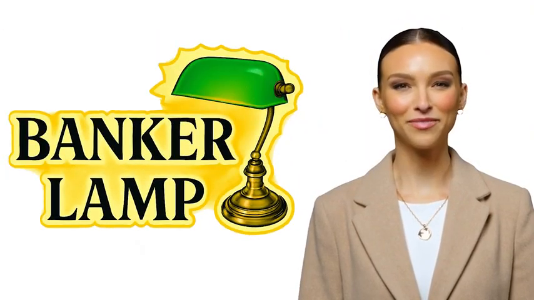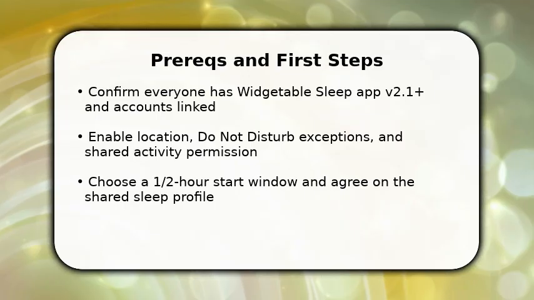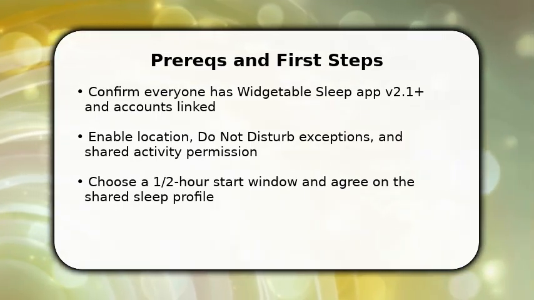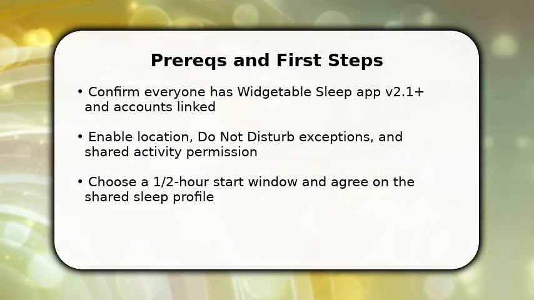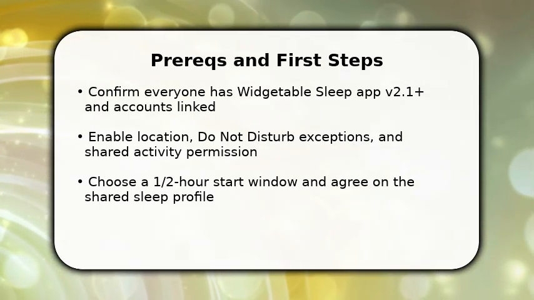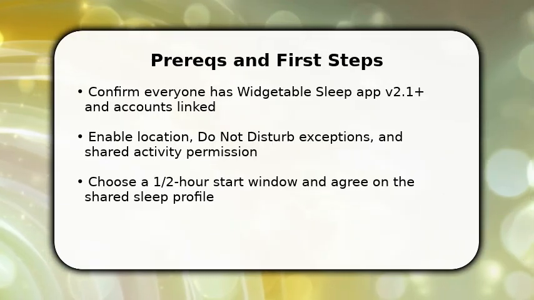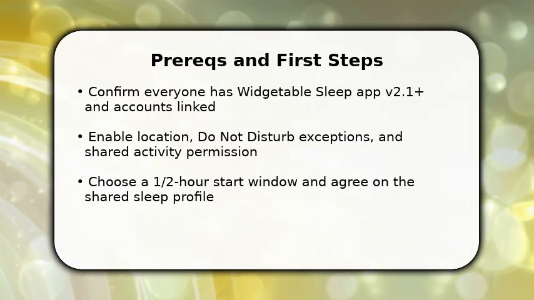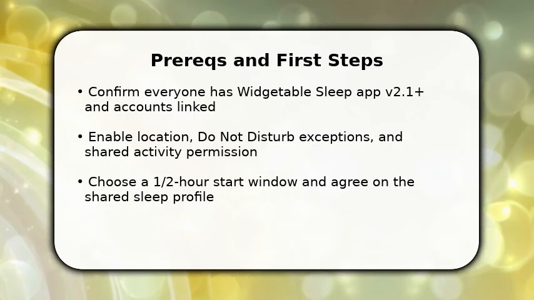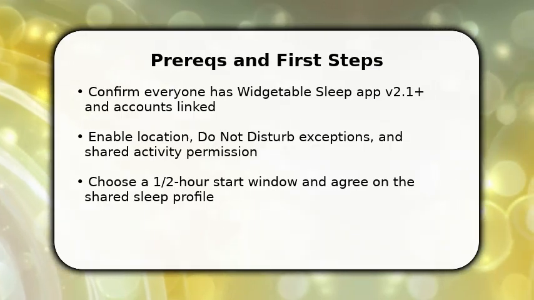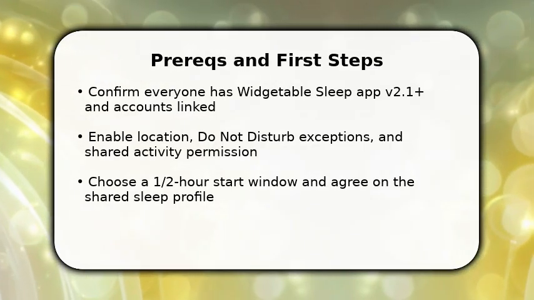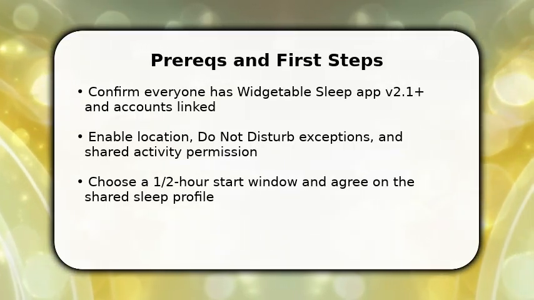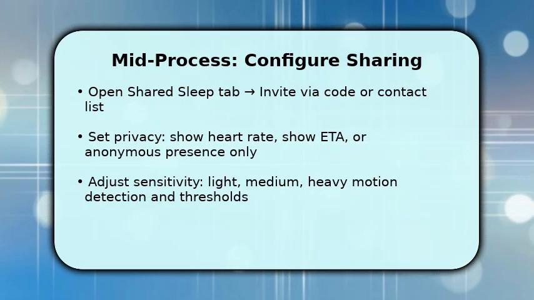Please enjoy the video. You start by confirming prerequisites. Make sure your friends all run Widgetable Sleep v2.1 or later, and have accounts linked. Once done, enable location and the special Do Not Disturb exceptions so the widget can override only the agreed alerts. Next, choose a shared sleep profile and a half-hour start window. This synchronizes schedules. You do these steps now, because they let the system exchange status and permissions immediately and avoid later permission conflicts.